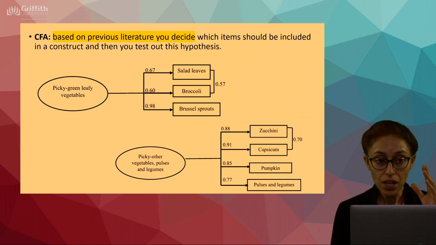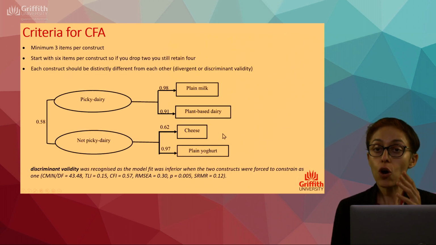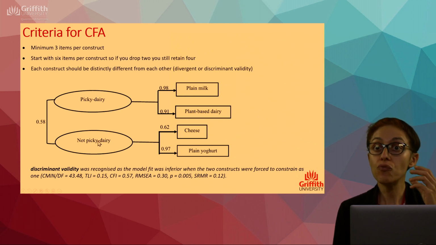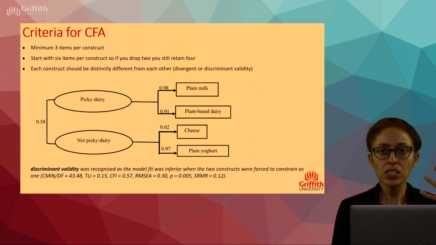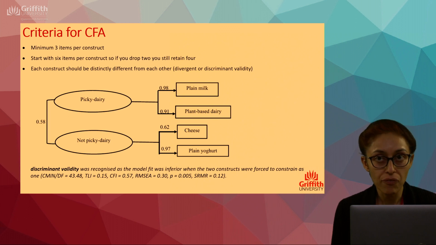Alright. Therefore, what is divergent validity or discriminant validity? It says that when you have 2 constructs, these 2 constructs are very different and you can't just mesh them together and make this one big construct. This will not give you meaningful findings.